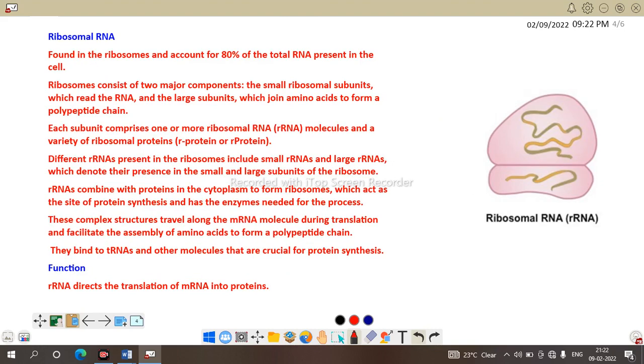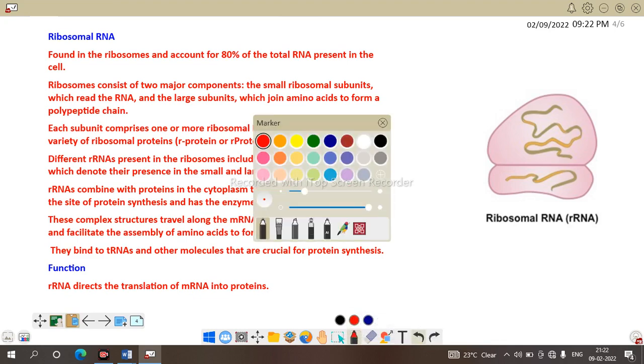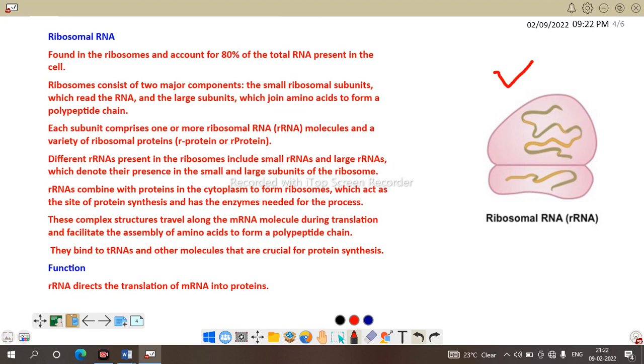Next is ribosomal RNA or rRNA. It is found in the ribosome and accounts for 80% of total RNA in the cell. A ribosome consists of two major components, a small subunit and a large subunit, which we know as 30S and 70S. S stands for Svedberg unit.